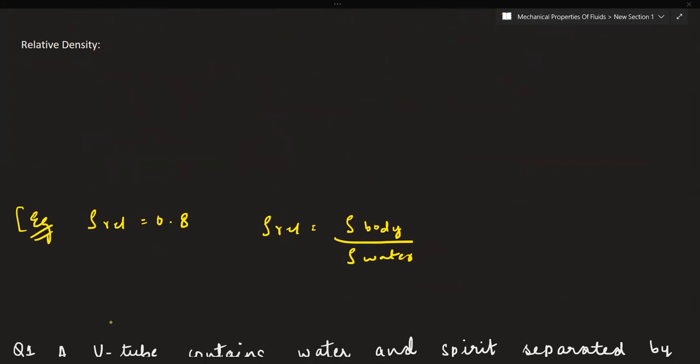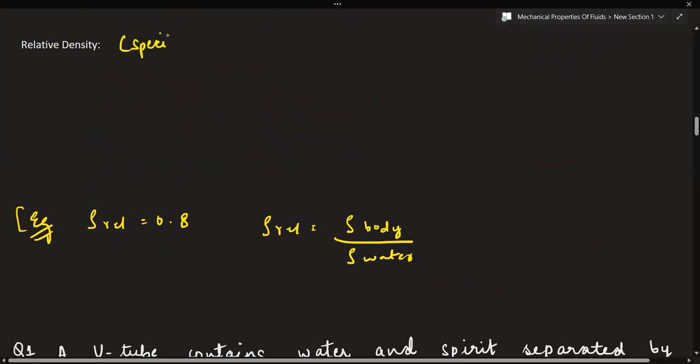Now see, a concept comes with relative density. Relative density is also known as specific gravity. So if the question says specific gravity, don't get confused. That is basically relative density. Now see, relative density is actually the ratio of the density of body by the density of water.